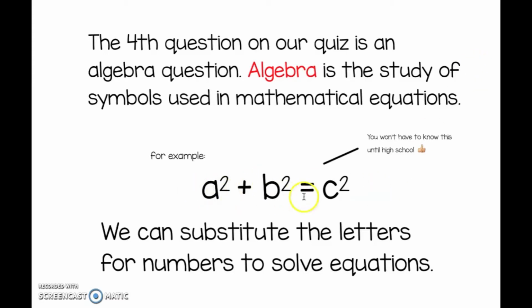So I have a more complicated example here that has to do with triangles that you really won't have to know until high school. So I put my little thumbs up emoji here. All right, we can substitute the letters for numbers to solve equations. So in a much simpler way, that's what we'll be doing for that fourth question.